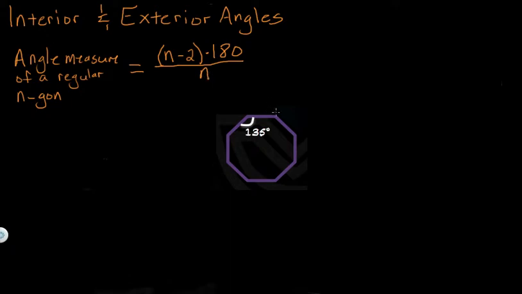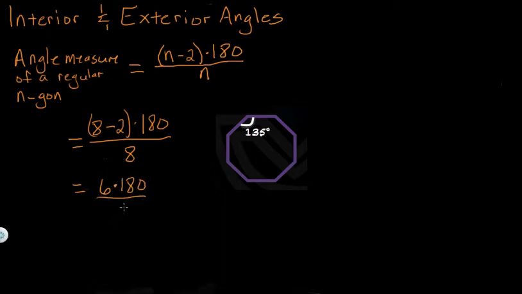So, as an example, we have this regular, let's see, 1, 2, 3, 4, 5, 6, 7, 8, this regular octagon here. And if we want to confirm that the measure of the interior angles of an octagon is indeed 135, we can use this formula. So we can say n is going to be 8 because we're dealing with an octagon. So 8 minus 2 times 180 divided by 8. So 8 minus 2, that's 6. So we have 6 times 180 divided by 8.